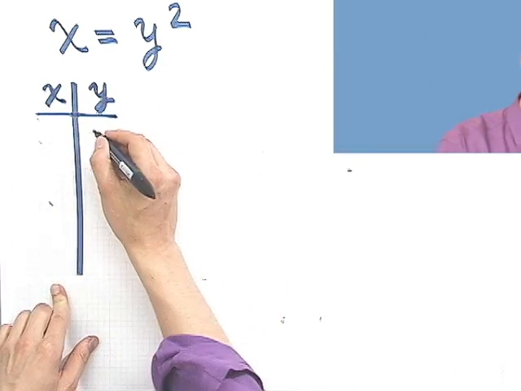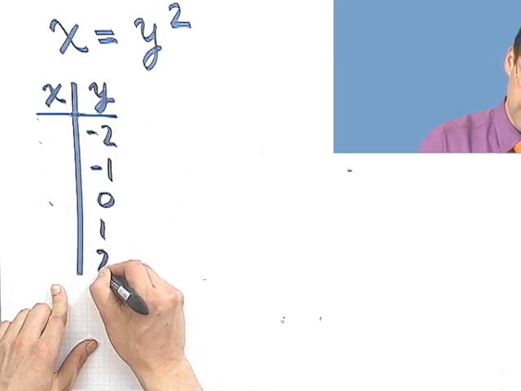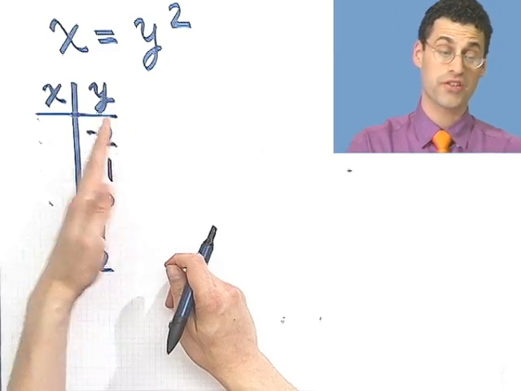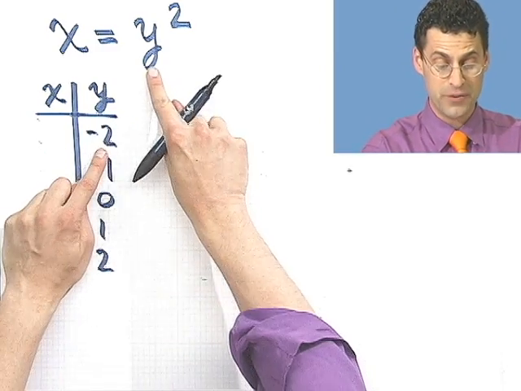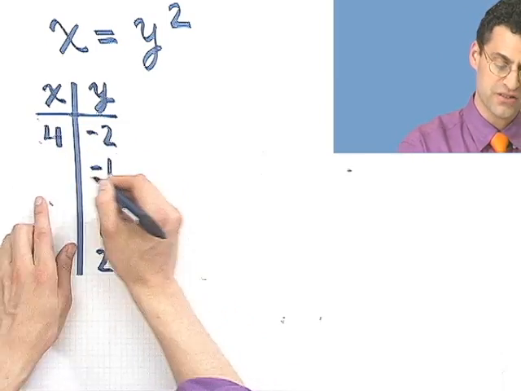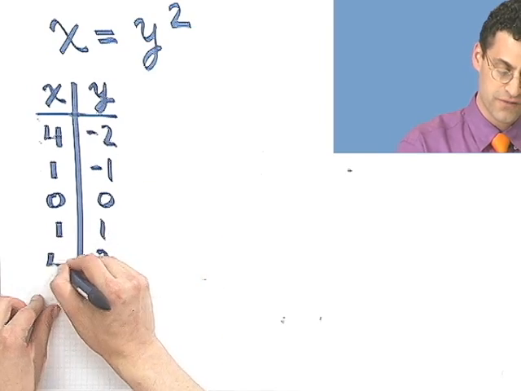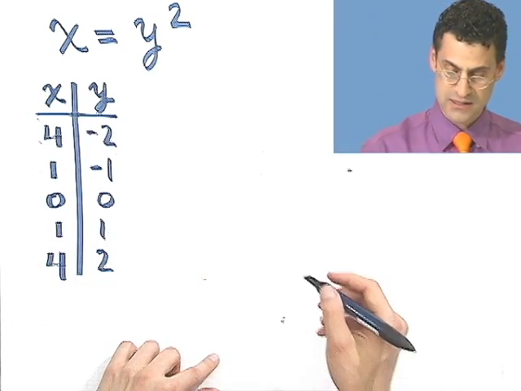So let me actually do that. I'll put in negative 2, minus 1, 0, 1, and 2 here. These are y values, and I now want to see the corresponding x value because it's easier. If I put in a minus 2 for y, if I square it, I see 4. Minus 1 squared is 1, 0 squared is 0, 1 squared is 1, 2 squared is 4. So now I have these points. Let's see what they look like.